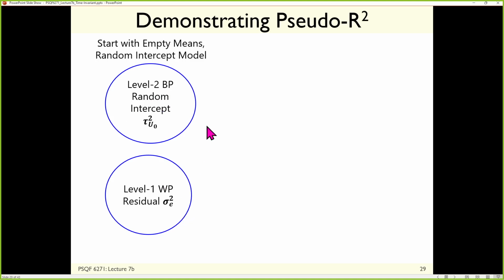And if I compute an intraclass correlation, which of these circles is the numerator? The intraclass correlation tells you the proportion due to which one? Level 2 between. Yes, level 2 between. So the fact that these circles are relatively the same size implies an intraclass correlation of about 0.5, to the best of my PowerPoint drawing ability.